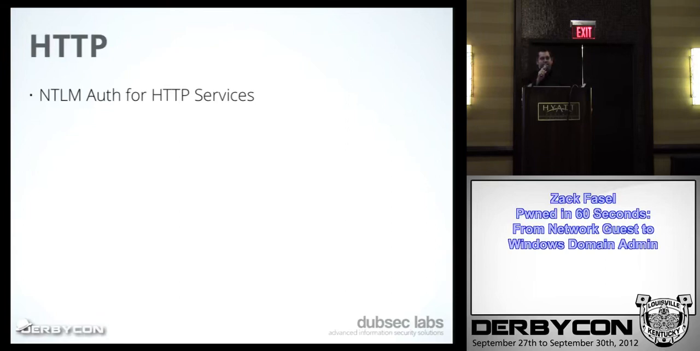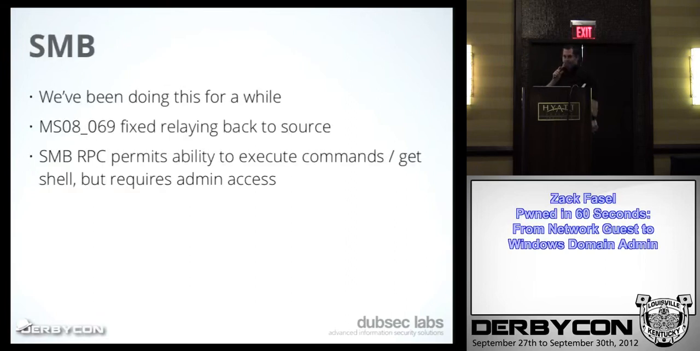So we can relay these authentication requests. We have them coming in. We can relay them to an HTTP server. That's been known about for a while, NTLM auth. And we also know about SMB. We can relay that. Now, for those of you not familiar with MS08-068 and fixed relaying, basically this relay stuff could be relayed back to the source. With NTLM relaying, you could relay back to the original person. Well, finally, Windows fixed that in 2008. But SMB RPC allows you to also execute stuff instead of just downloading files, but it requires admin access. Well, we'll look more at that later.